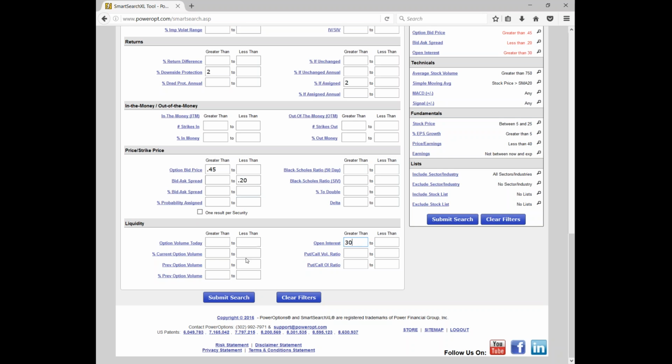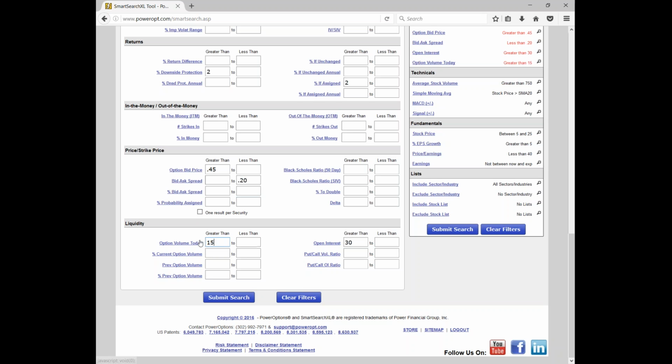So I'll put in an open interest of 30, and I want an option volume today maybe at least 5 times the total number of contracts. So we'll put that at 15. If you're doing 5, I might look at 25 and 50. And if you do 1,000 shares and 10 calls, well, I might look for an option volume today of 50, and of course an open interest of at least 100. Let's just go ahead and submit that and see where we stand.